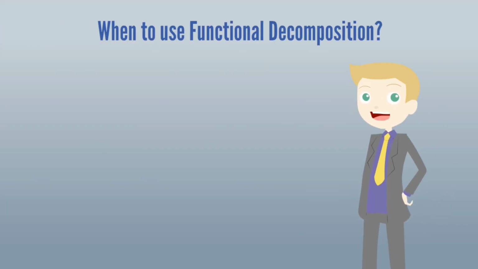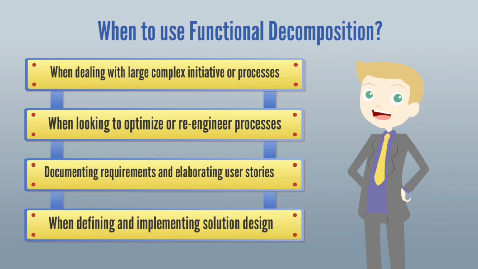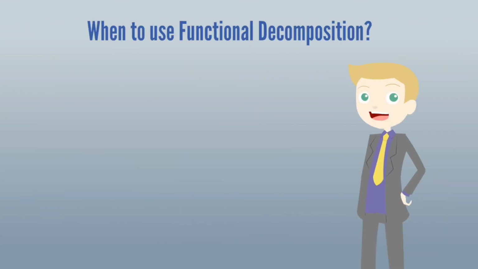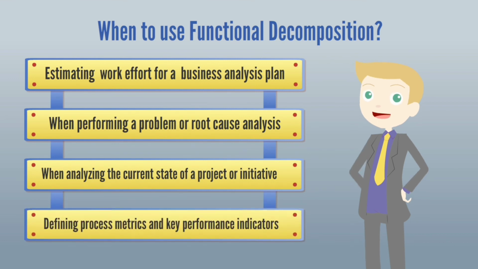When to use functional decomposition: when dealing with large complex initiatives or processes, when looking to optimize or re-engineer processes, when documenting requirements and elaborating user stories, when defining and implementing solution design, when estimating or scoping work effort for a project or business analysis plan, when performing a problem or root cause analysis, when analyzing the current state of a project or initiative, when defining process metrics and key performance indicators.